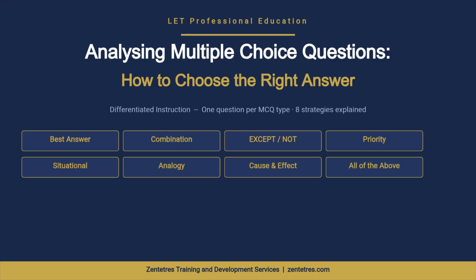Differentiated instruction starts from a simple but powerful premise. Learners are different. They come with different readiness levels, different learning styles, and different interests. Effective teachers respond to those differences rather than ignoring them. For each of the 8 questions here, we will walk through the question type, the strategy, and a clear explanation of the answer. Let's begin.